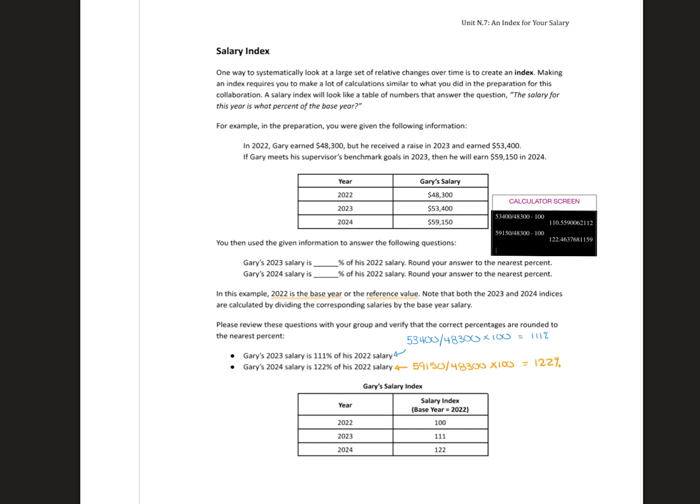In the next section, they talk about a salary index. For the salary index, we're going to take the new year divided by the old year and multiply by 100. That's the index. So the ratio is the new over the old, and if you want to write it as a percent, you divide and then multiply by 100.